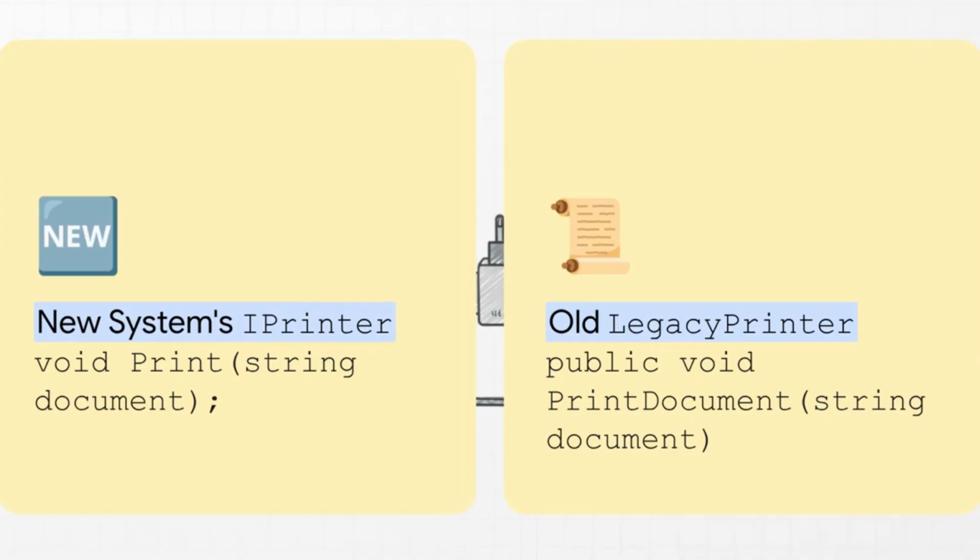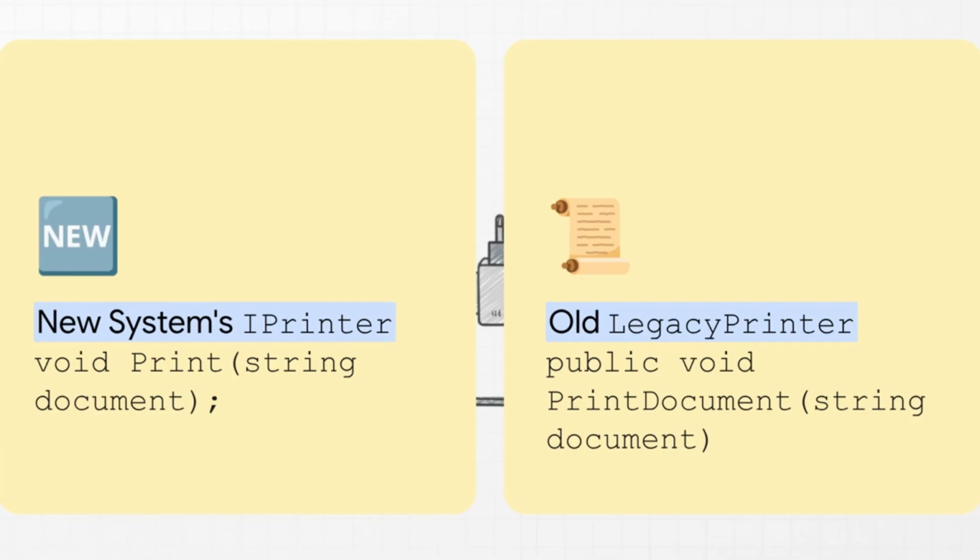Okay, look at how simple yet so frustrating this can be. Our new system is expecting something that follows the IPrinter interface. It needs a method called Print. Simple enough. But then there's our old trusty legacy printer. It does the exact same thing, but its method is called PrintDocument. And just like that, because of one little name difference, they're completely incompatible. They can't talk to each other.